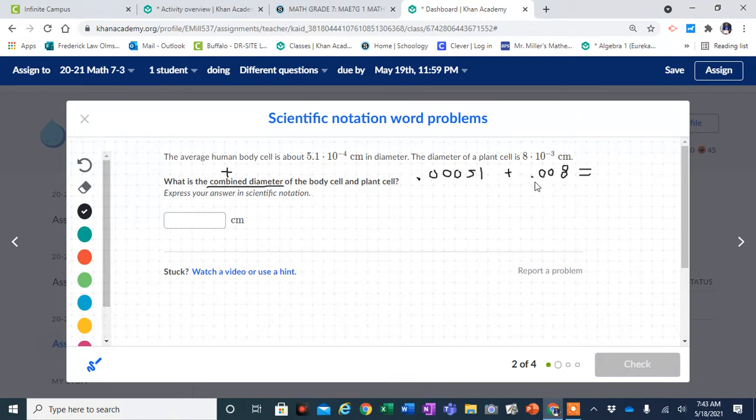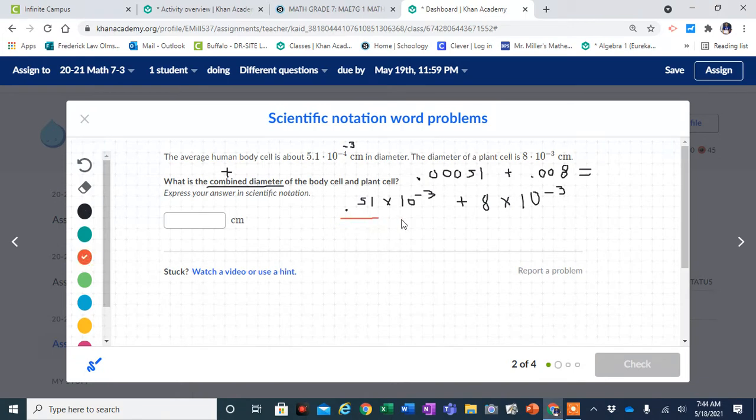Another way to do it would be to change this so that this negative 4 becomes a negative 3. So the way that you would do that is that you would move this 1 time in this direction, because when you go in this direction 1 time, it's the same thing as adding 1 to this number. So that would mean that this would be 0.51 times 10 to the negative 3. And we're going to be adding that to 8 times 10 to the negative 3.